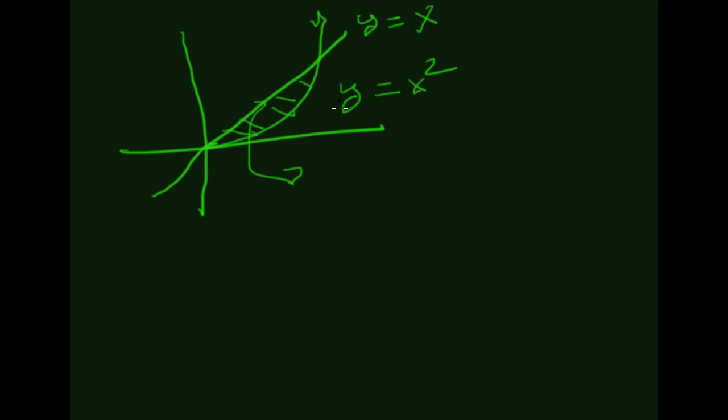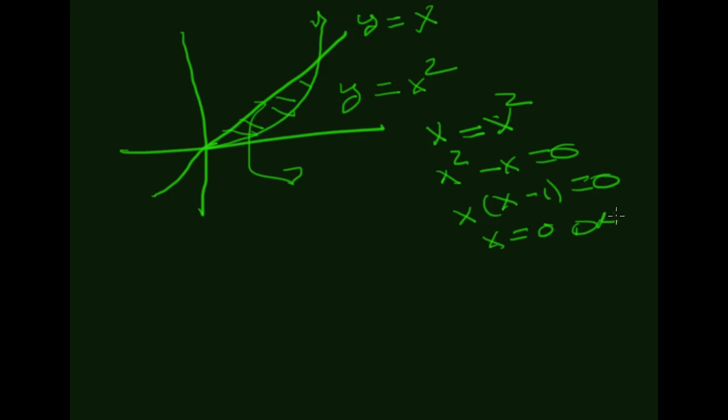Okay, so it doesn't give me the bounds, but where do these things bind? So if I take x and set that equal to x squared, that gets me x squared minus x is 0, which is x times x minus 1 is 0, which means that x is either 0 or x is 1, which means that this intersection happens when x is 0, and this intersection happens when x is 1.